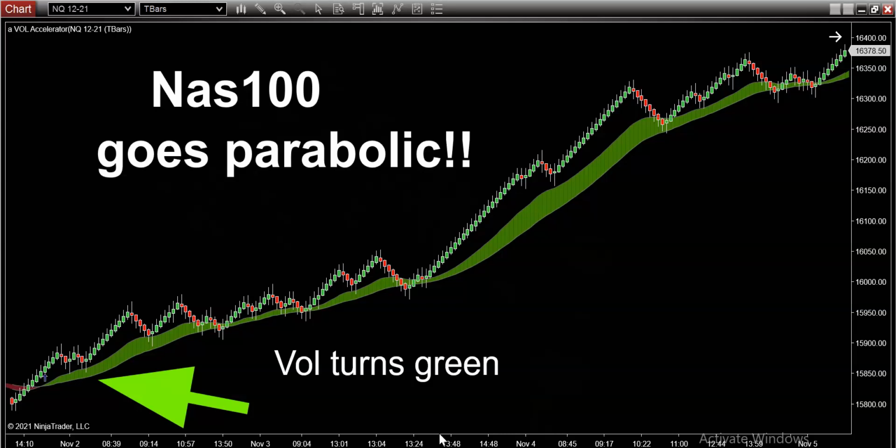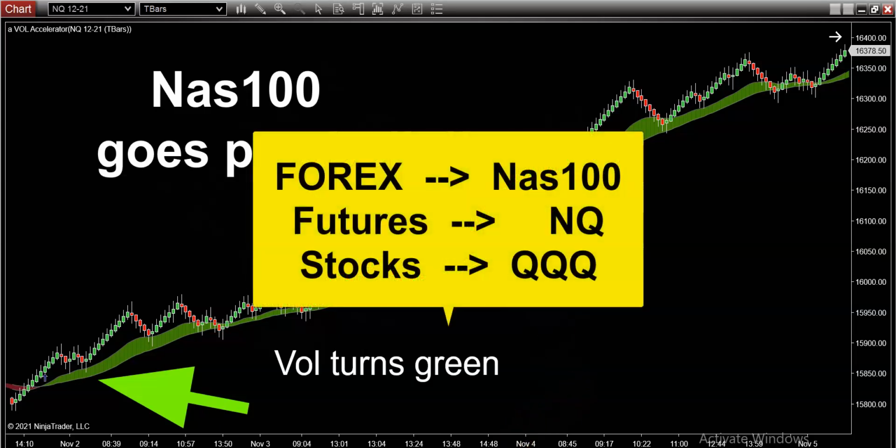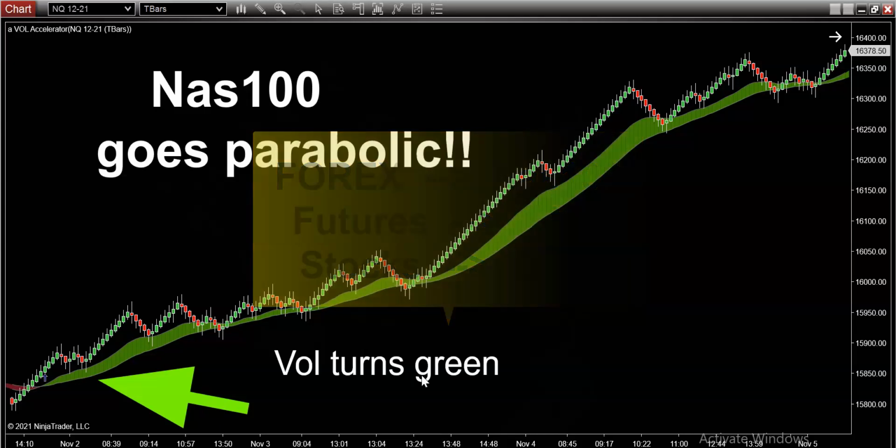last 3 days, and what you're also seeing on the screen is the volume indicator band that's layered on to the chart. Now, the Nasdaq is awesome. This is one of the best benchmarks to trade. If you trade Forex, your symbol is Nas100. If you trade futures, your symbol is NQ. And of course, if you trade stocks and options, your symbol is QQQ.